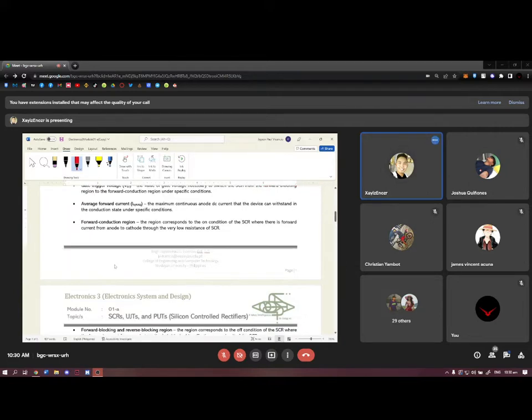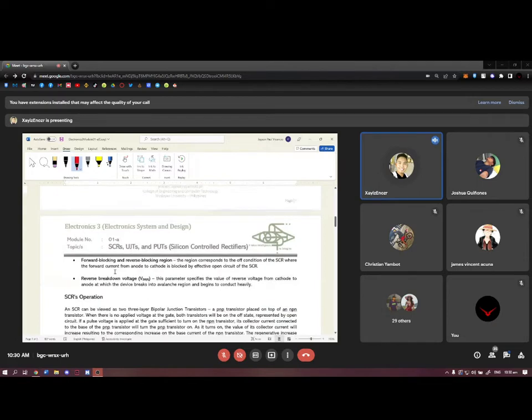Then, yung forward blocking or reverse blocking region, ito naman yung state kung saan si SCR is turn off. Okay? So as it says, the region corresponds to the off condition of the SCR where the forward current from anode to cathode is blocked by effective open circuit of the SCR. Okay? Ibig sabihin kasi, kapag naka-open or pag naka-off si SCR, para ka kasing merong open circuit from anode to cathode. Ibig sabihin, open siya, naka-turn off si SCR.